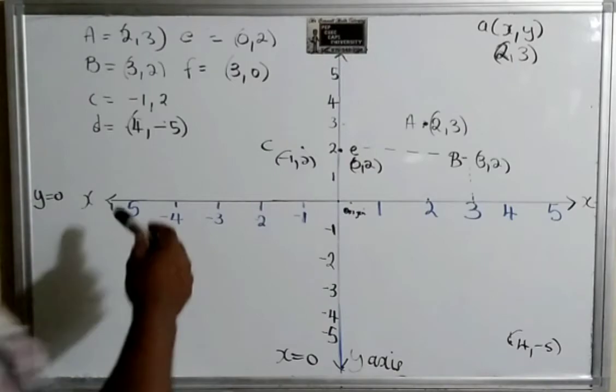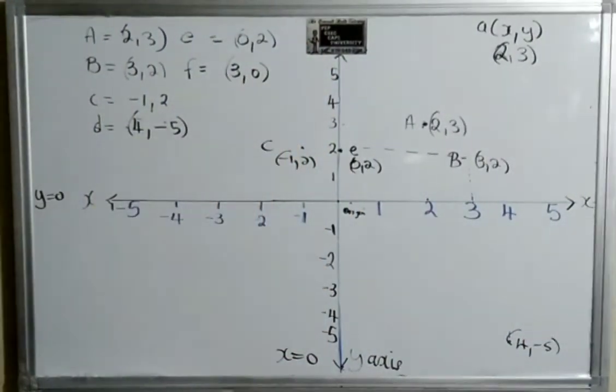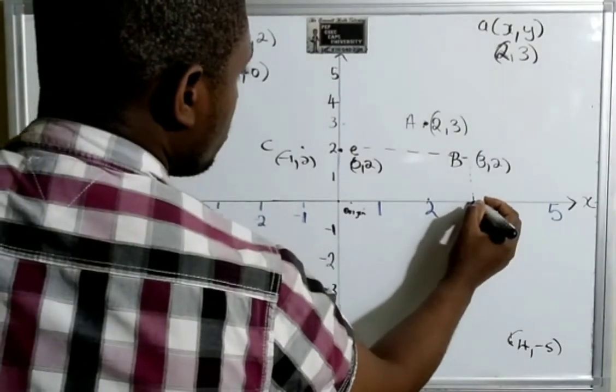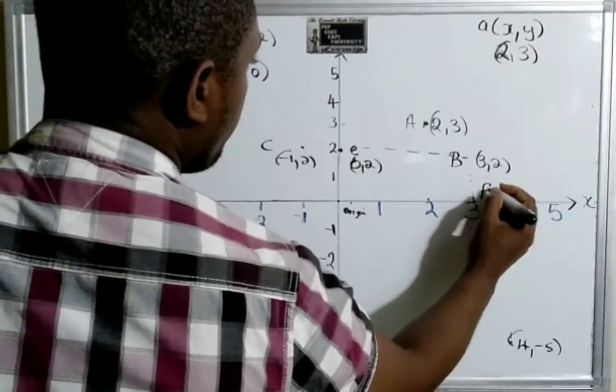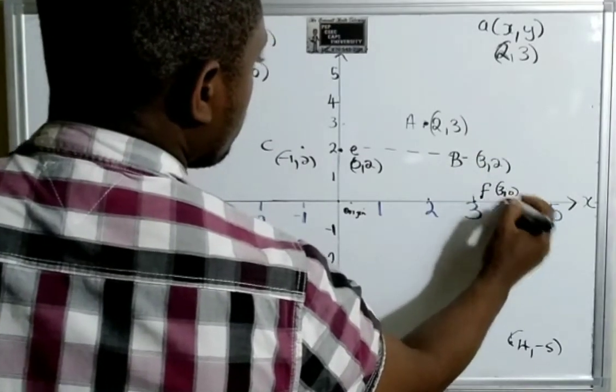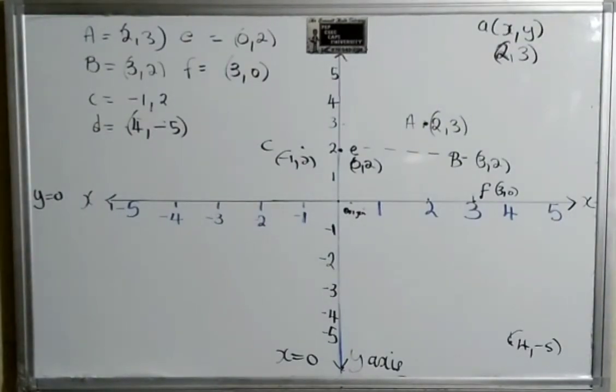So on 0, right? So y is 0, so it means that it falls on the x-axis. So we just find positive 3, and this point would be point F: (3, 0). So guys, once you know the difference between the x-axis and the y-axis, and that the x-axis is the line y equals 0, and the y-axis is x equals 0, then you're good to go.